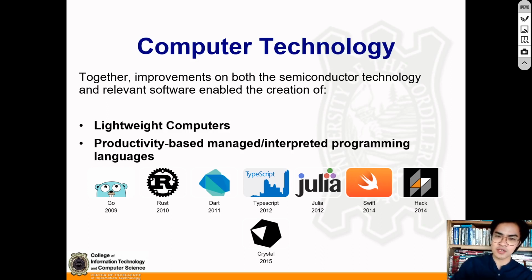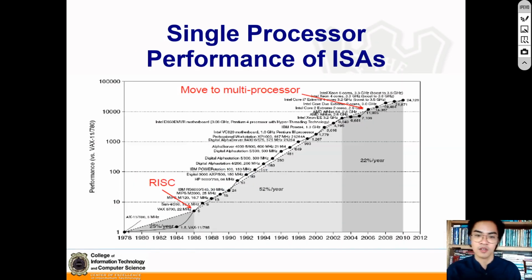So aside from these, there are a plethora of programming languages that are developed today for very specific purposes. The very main reason again why these are possible is because of the improvements on both hardware and software. Semiconductors, transistors, and chips combined with the development of high-level languages, compilers, and interpreters, plus operating systems. So now we go to a trend consideration of a single processor performance of instruction set architectures.